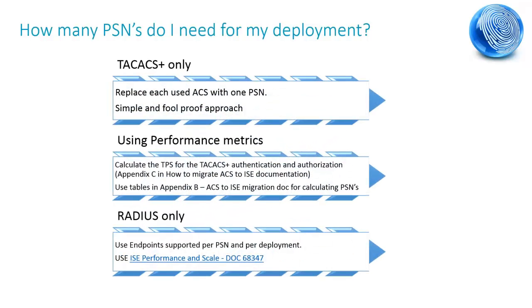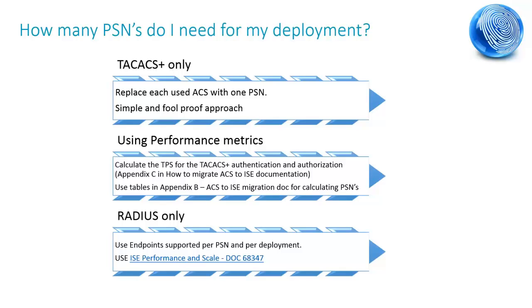However, if you want to understand the performance impact, and if you're an advanced user, and if you want to look at the performance metrics and customize your deployment, you have to calculate the transactions per second for the TACACS, and this is based on the authentication and authorization and so on. This information in fact is available in the how-to guide, Appendix C, right?